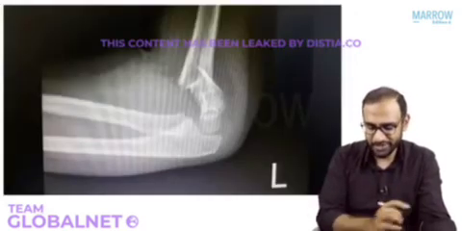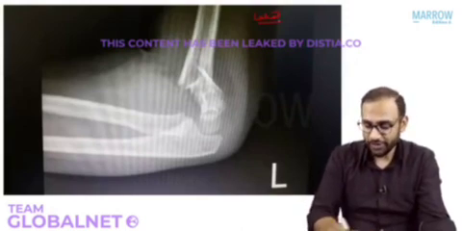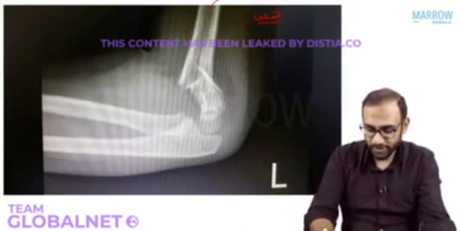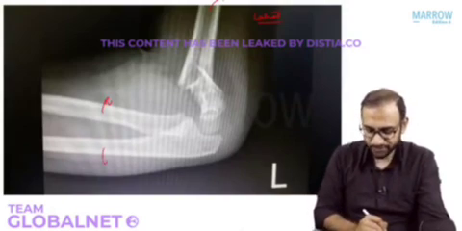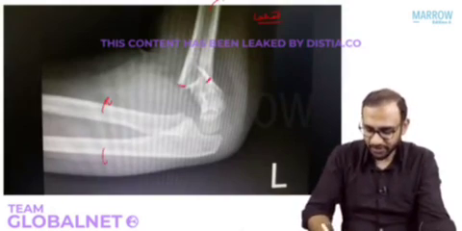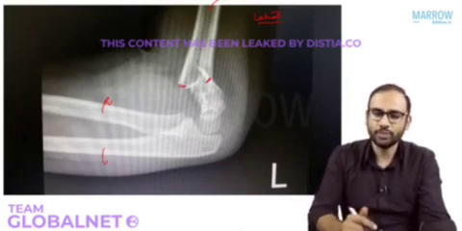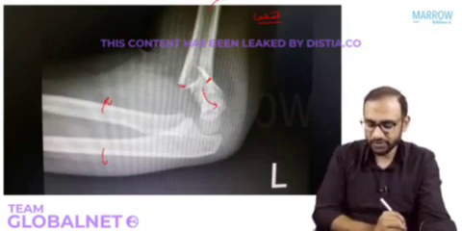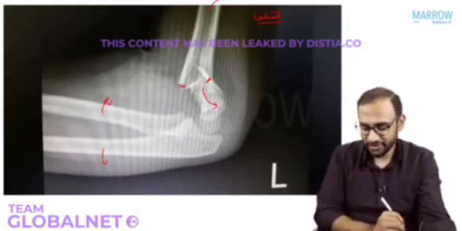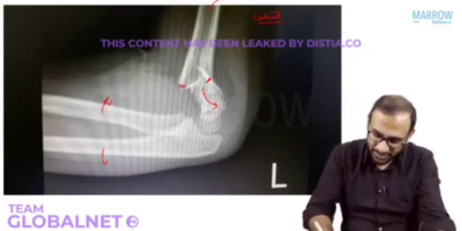Now look at this X-ray. This is a lateral view of which bone? Of the elbow. This is the humerus, this is the radius, this is the ulna, right? There is a fracture here of the distal end of the humerus. This is particularly a supracondylar humerus fracture, where the distal fragment has gone in extension, or posteriorly. So displacement is considered posterior.